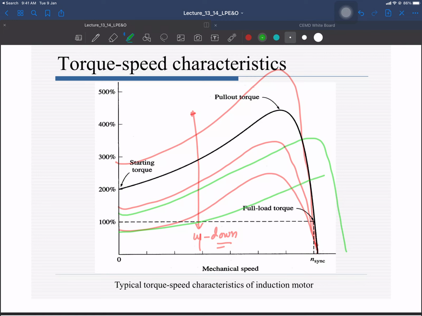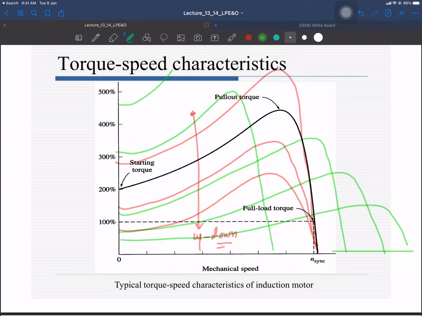But with the increase of frequency, the magnitude of the torque speed curve will be decreasing, and for lower frequencies, we can have higher magnitude as well. So, this is my reference curve. With respect to this reference, if I increase the frequency, the torque speed curve will be moving towards your right, and if I decrease the frequency, the torque speed curve will be moving towards your left, and the magnitude of the maximum torque will be increasing.